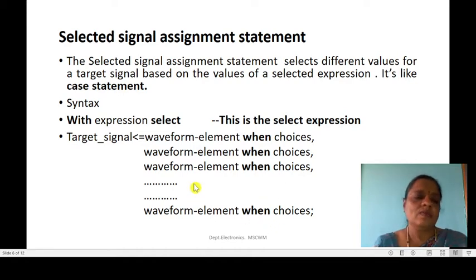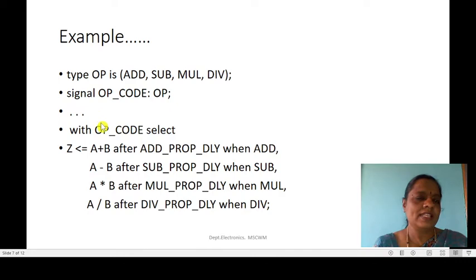Okay, now the working. I will explain the working with an example. Here one op is a type of variable, and it has add, subtract, multiplication and division. And opcode is another signal I have taken, of the type op. Just remember what the type is and where we have used it. I have also explained this in the previous videos.